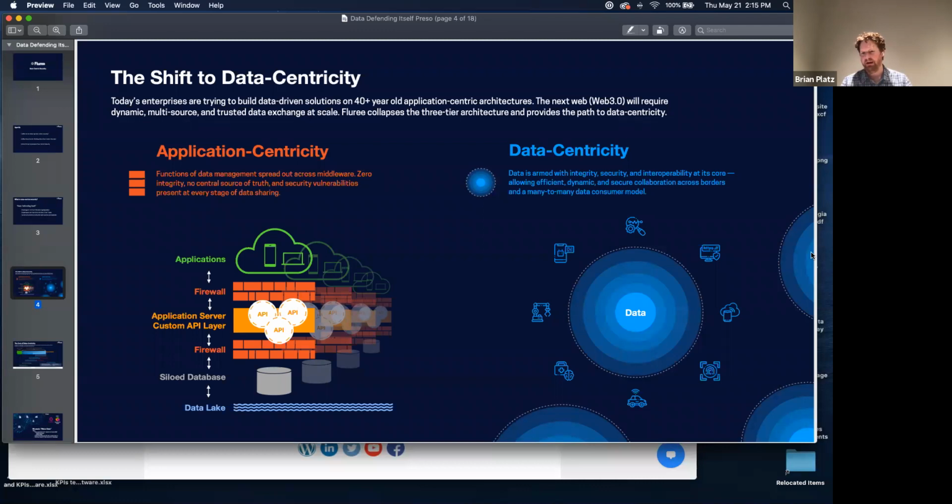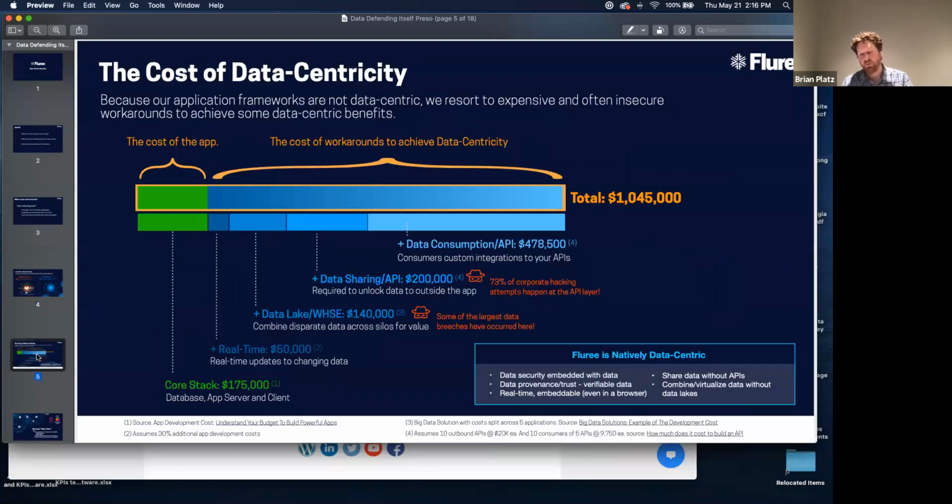And we'll talk briefly about a set of standards that exist that Fluree is built on top of that enables these things to happen. It enables data to seamlessly integrate with other data without having to build hard-coded APIs, without having to build ETL processes to transform data back and forth. And it's sort of the environment that is going to unlock the potential we have with data going forward. So that's one reason. We have a different view on the value of data and why data defending itself is important. The other is cost.